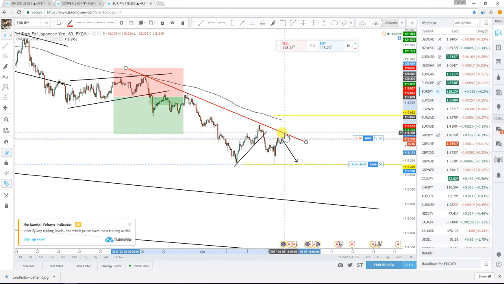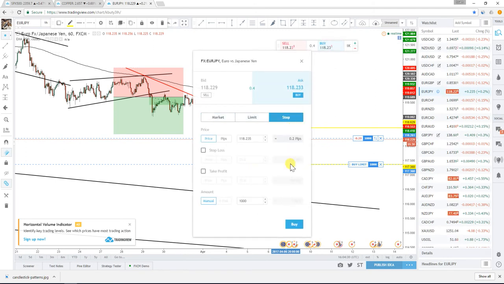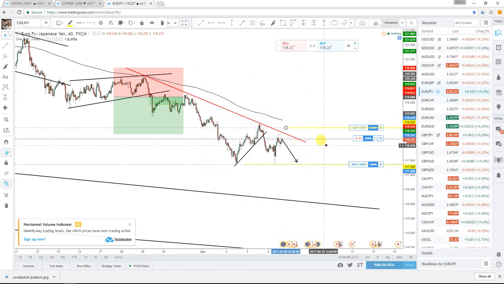But this is a condition, I want it to break above this. So I will put my order here. And I will say, well, when it breaks above, it's going to go up. At that time I will buy. I click on stop, and I will buy stop at that price, but I have to put the price here, like in the yellow, 118.629, and click. This is a stop. This is a buy stop.